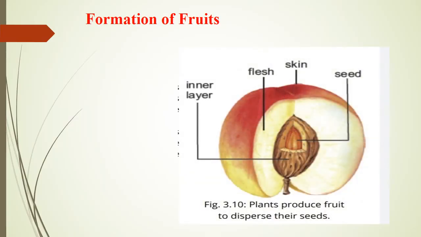The pericarp has 3 layers in most fruits like peaches and mangoes. The outer layer is skin, the middle layer is fleshy, and the inner layer is tough or hard. Some fruits have hard and dry pericarp, for example nuts. So students, this is about the formation of fruits.